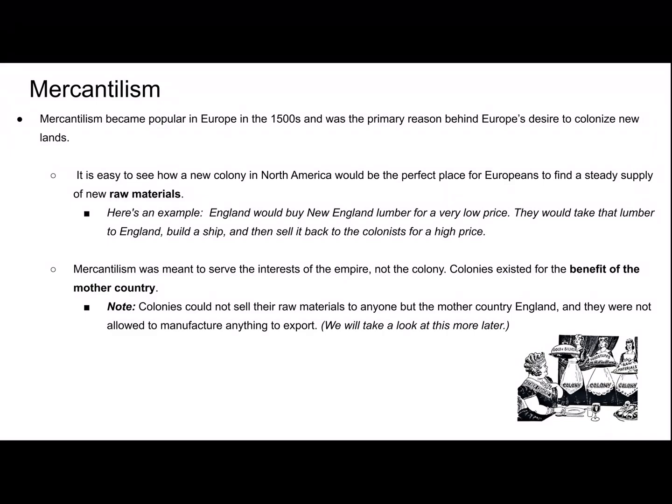So here's an example of what I'm talking about. England would buy materials from New England, the lumber, for example, for a very, very low price, and then they would take that lumber and sell it to the parent country or the mother country. They would build a ship, and then they're going to sell it back to the colonists at a higher price. So it was meant to serve the interests of the empire, not the colonists, not the colony. The benefit here is the mother or the parent country. So take a note here that colonies could not sell their raw materials to anyone but their mother country, and we're going to take a closer look at that in the coming days.